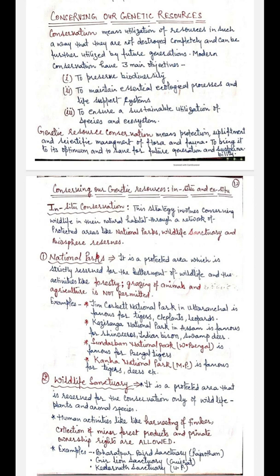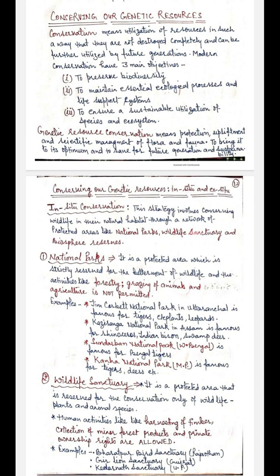biosphere reserves. Ex-situ conservation refers to the protection of the species outside their natural habitats in artificial conditions under human care. Examples are botanical gardens, zoos, aquariums, parks, agricultural research centers, gene banks, tissue culture, and DNA banks.